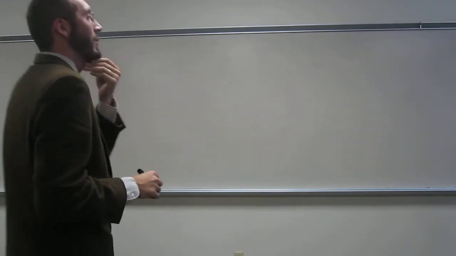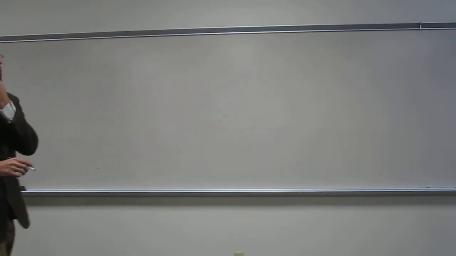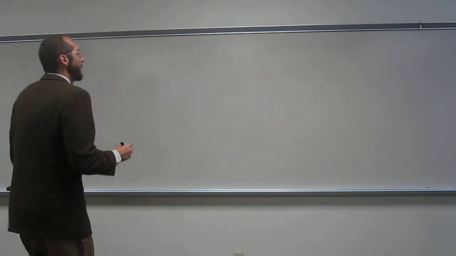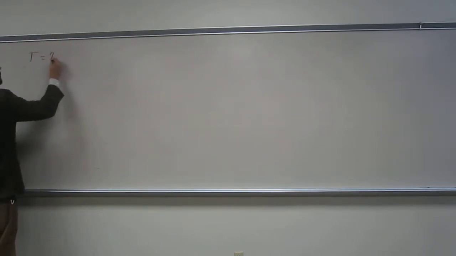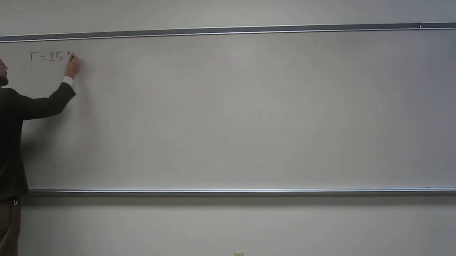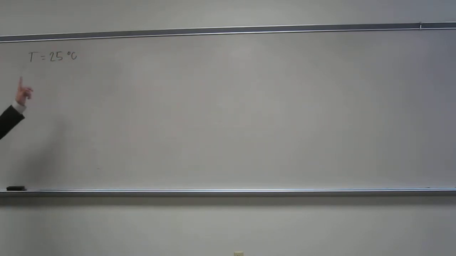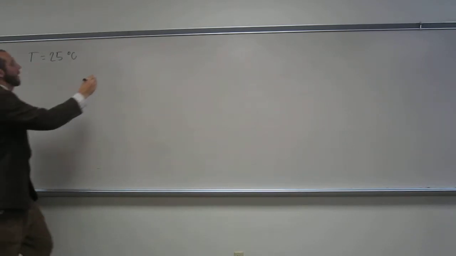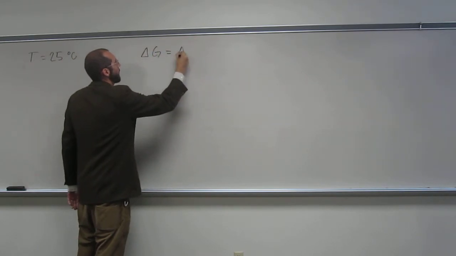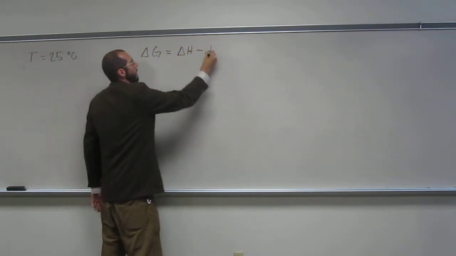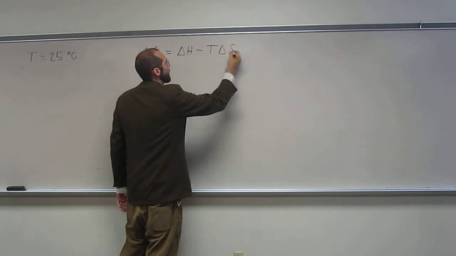Okay, so let's do this one. Is the Haber process for the industrial synthesis of ammonia spontaneous or non-spontaneous under standard conditions at 25 degrees Celsius? So they give us the temperature, 25 degrees Celsius. But we need to put that into Kelvin, right? Because remember, our equation is delta G equals delta H minus T delta S, right?